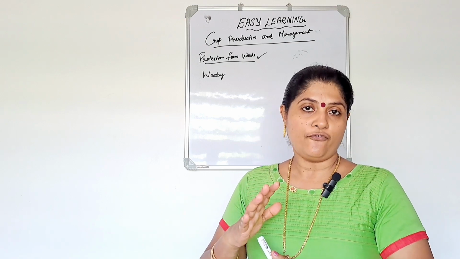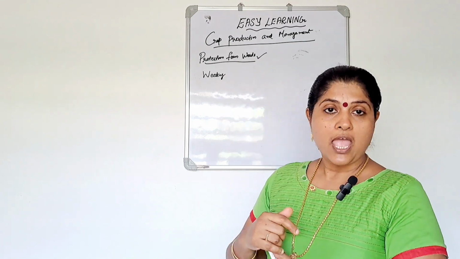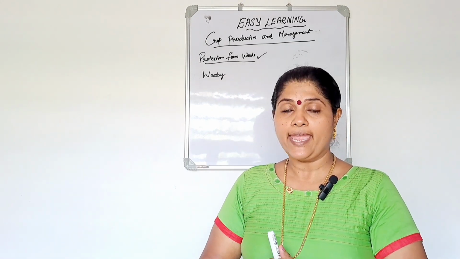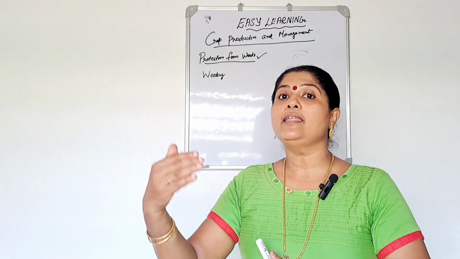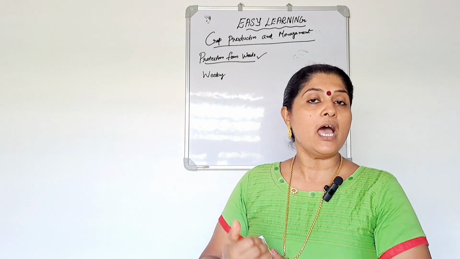This fifth step is one of the most important steps in the process of cultivation, because if weeds are present, the crops will not grow healthier, and what will happen? The yield or the product will be very less if they are not removed from the field.